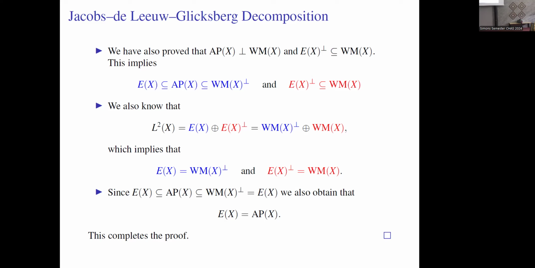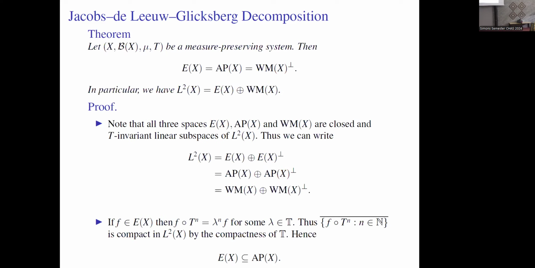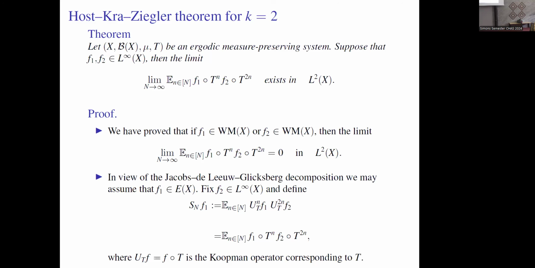So what's this? If we do this and this here, then we see that the space of the eigenvectors is precisely the orthogonal complement of this space. The orthogonal complement of the eigenvectors. So we combine, then we can use that the space of periodic functions in this context are precisely the eigenvectors of the group. So that's the conclusion we have here. And now we can use this to complete the proof of Host-Kra-Ziegler for k equal to 2, in the bilinear case in the context of ergodic measure-preserving systems.